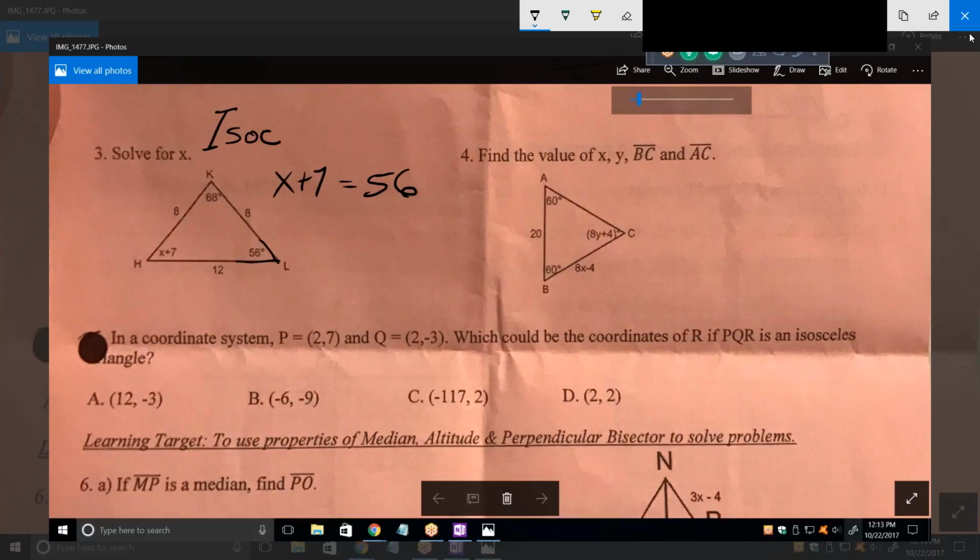So this 8 is the opposite side to 56, and this 8 is the opposite side to this angle. And that's what allowed you to say that x plus 7 was equal to 56. So x is equal to 49. So that's the answer.